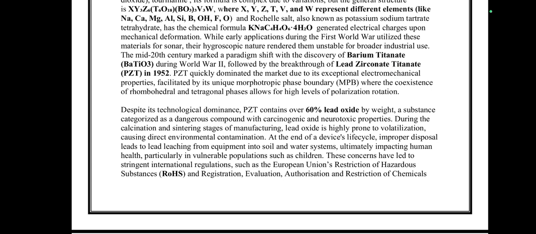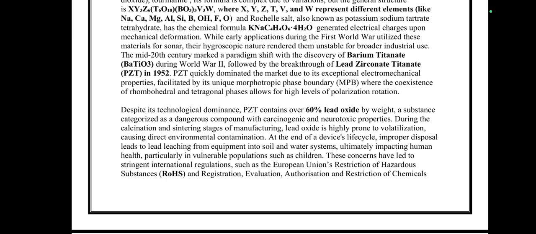Despite its technological dominance, PZT contains over 60% lead oxide by weight, a substance categorized as a dangerous compound with carcinogenic and neurotoxic properties. During the calcination and sintering stages of manufacturing of the PZT material, lead oxide is highly prone to volatilization, causing direct environmental contamination. At the end of a device's life cycle, improper disposal leads to lead leaching from equipment into soil and water systems, ultimately impacting human health, particularly in vulnerable populations such as children.